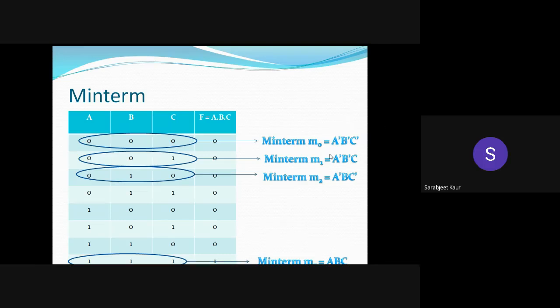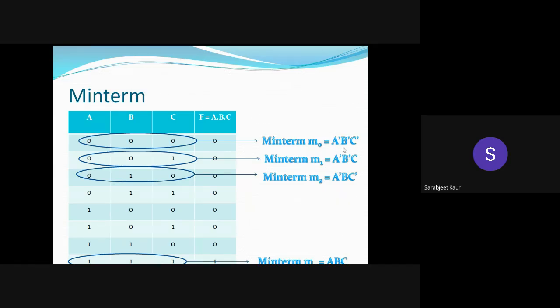In some of these terms, sometimes a particular variable is in its primed form, that means A complement or A dash, and in others it is in its unprimed form, that is A. Is this clear? For all these variables, these are all called minterms.